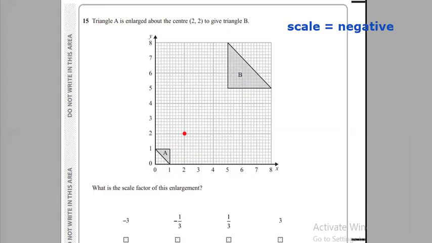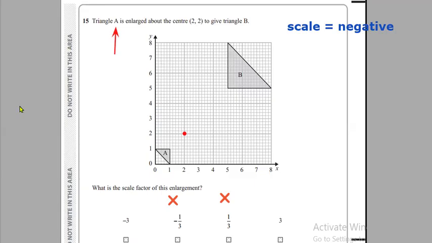Now, we know that triangle A is the original one, and triangle B is the image. So the shape became bigger. This is very important to understand. If the shape becomes bigger, it means the scale is not a fraction, because fractional scale factors make the shape smaller. So it's not a fraction because the shape became bigger. This is the original one, and this is the image.